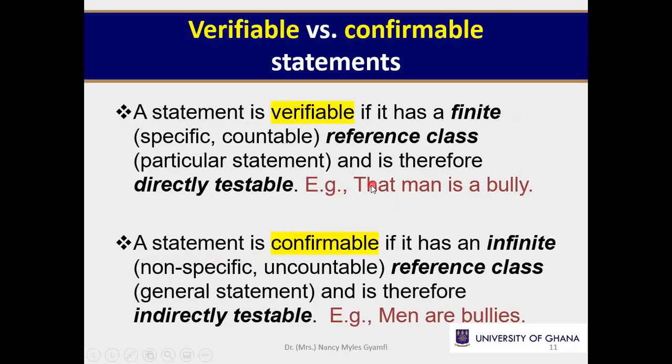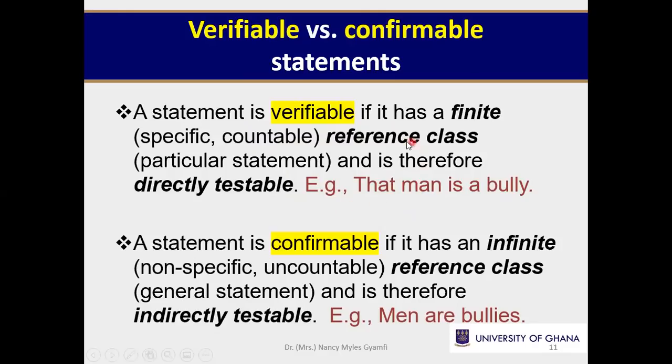Verifiable: finite reference class, directly testable. All these are referencing what? A particular statement that has a finite or specific countable reference class. So that man is a bully. That man, I'm referring to only one. It is scientific. It can be either true or false. That's what we mean when we say it's scientific. It is testable. You test it because it can go left or right. It can be true or false.